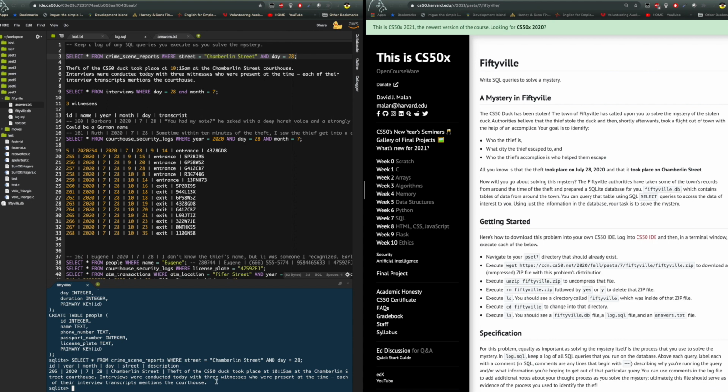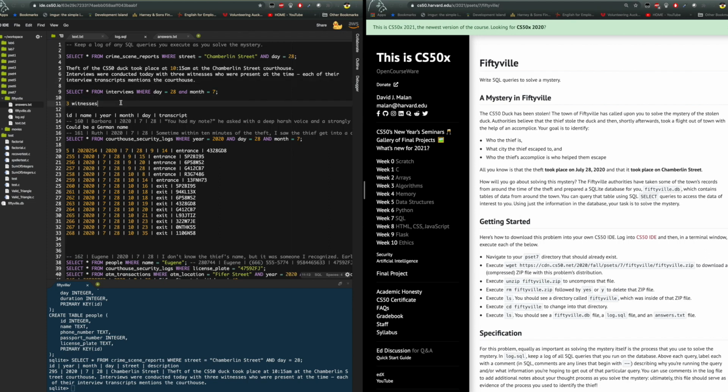So when we execute that command in SQLite, you will get exactly what I copied in here. Theft of the CS50 duck took place at 10:15 a.m. at the Chamberlain Street courthouse. Interviews were conducted today with 3 witnesses who were present at the time. Each of their interview transcripts mentioned the courthouse. So basically now we know that we have 3 witnesses, right?